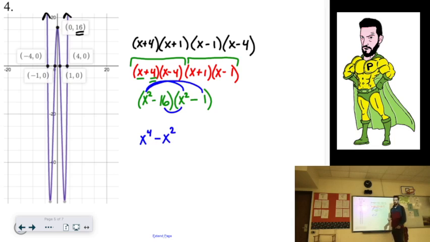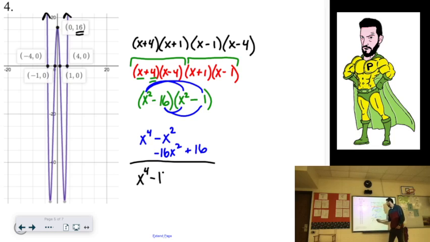Negative 16 times x squared is negative 16x squared. I'm going to put it under my other x squareds. And negative 16 times -1 is positive 16. So if we combine our like terms there in the middle, we'll have x to the 4th minus 17x squared plus 16. Oh, its y-intercept is 16.